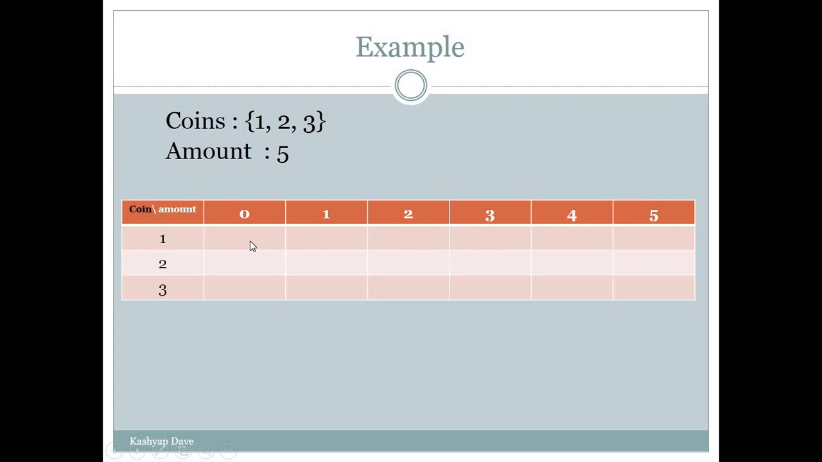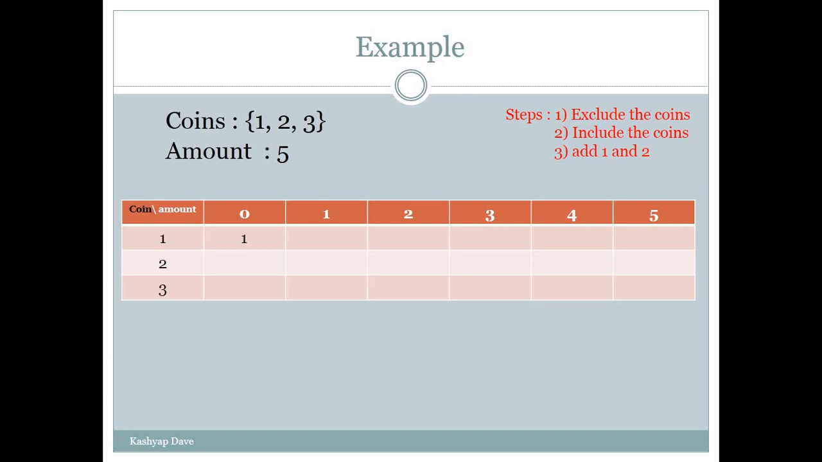Row will be for our amount and column will be for our coins, or denominations. Next, 0 amount. We want to make 0 amount using the 1 rupee coin. So how many ways are there? If we want to make 0 rupees, then there is one way: if we don't use any coin, if we don't use the 1 rupee coin, then we can make an amount of 0.